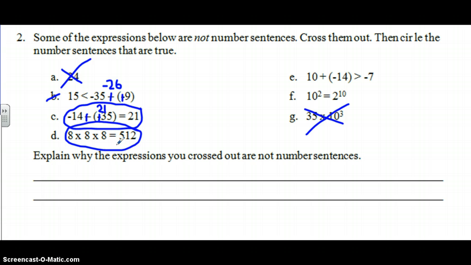D is also a true statement that should be circled. If you multiply 8 times 8, you get 64. And if you multiply 64 times 8, you get 512. 512 equals 512, therefore this is true.